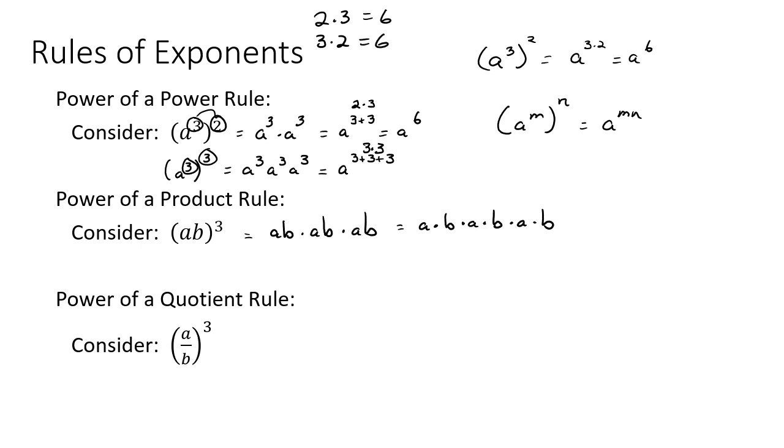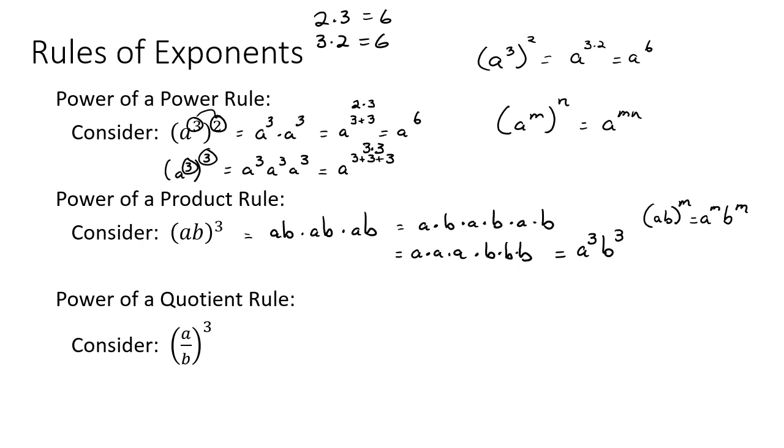So we can rearrange these terms. I'm going to choose to rearrange this so that my a's are together, a times a times a, and my b's are together, b times b times b. So this is actually just a cubed times b cubed. And notice what happened here. The exponent essentially distributes to each term in the product. And so in the general case, if you've got ab to the m power, that's just equal to a to the m power times b to the m power. Exponents distribute across multiplication, which is really useful.